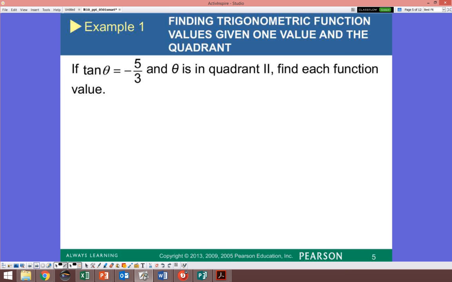All right, so let's take a look down. So we know tangent. Tangent is what over what? Y over x, very good. Tangent is going to be y over x.